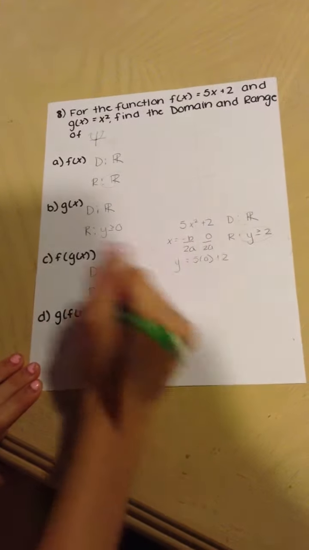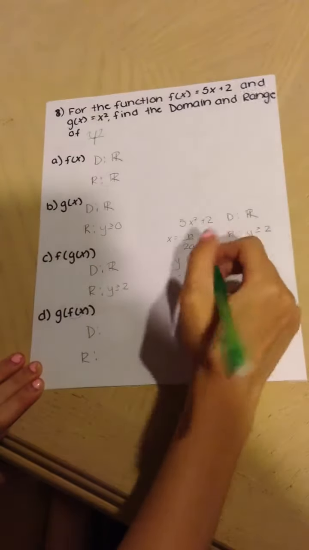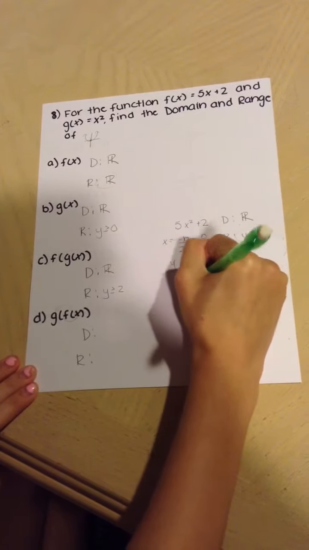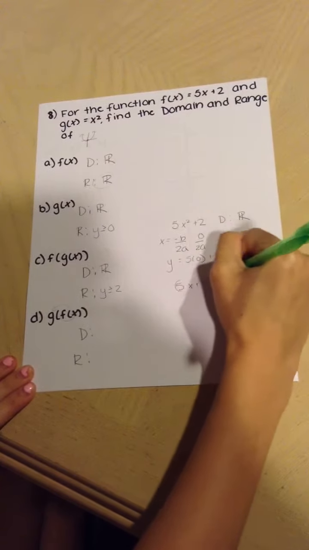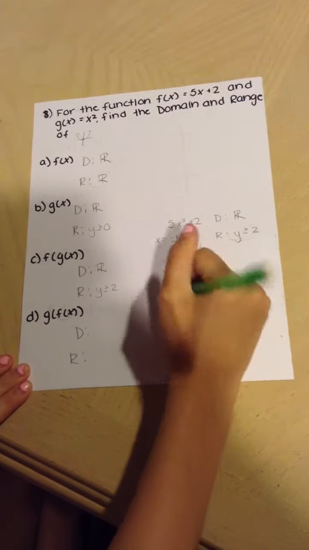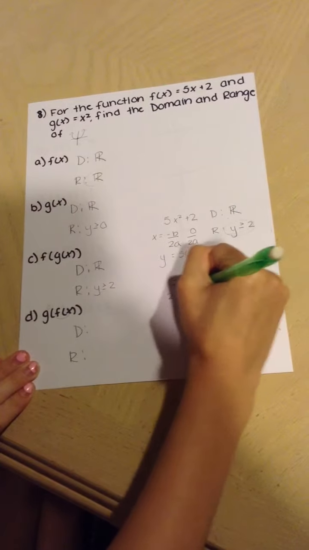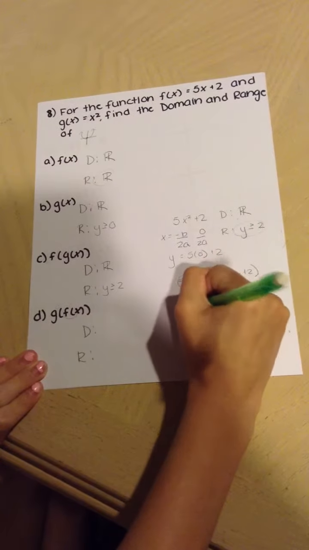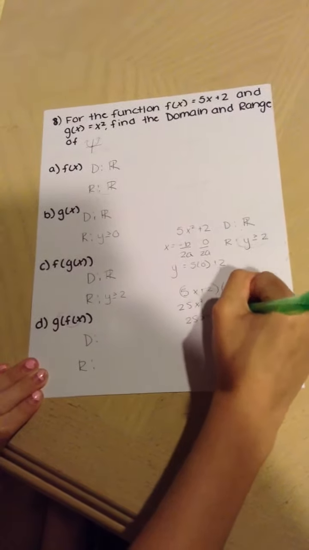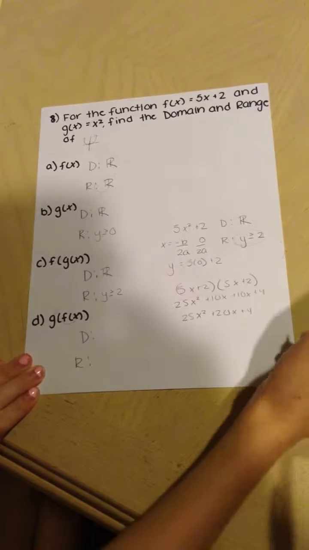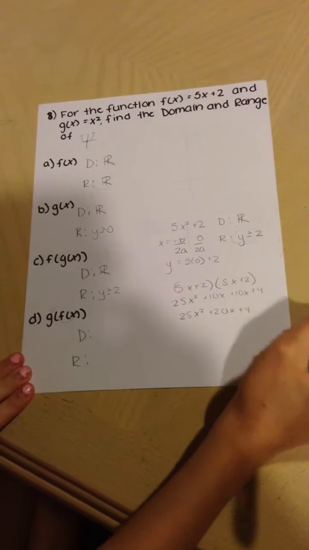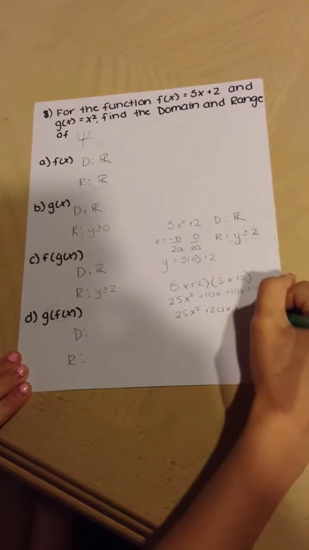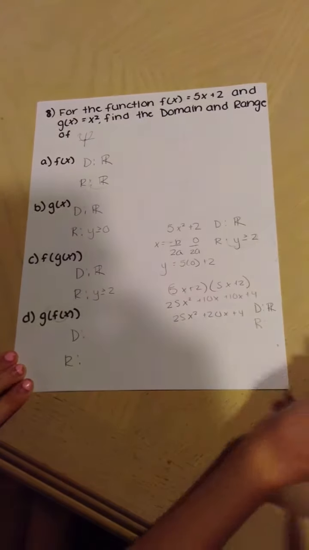Now for this next one, you're going to plug f into g. So that's going to be 5x plus 2 times 5x plus 2. And you get 25x squared plus 10x plus 10x plus 4. So 25x squared plus 20x plus 4. And now the domain of that's also going to be a parabola, so the domain is all reals. And then the range, once again, you have to find the vertex.